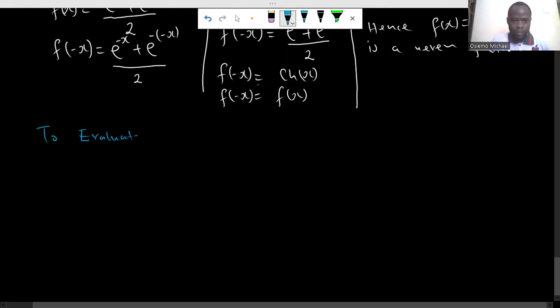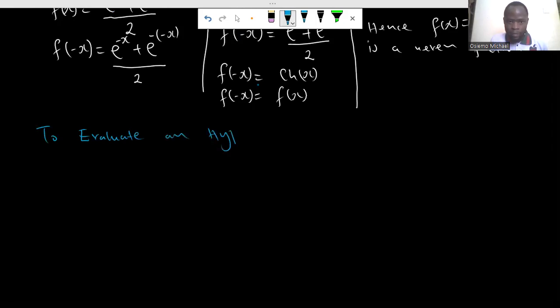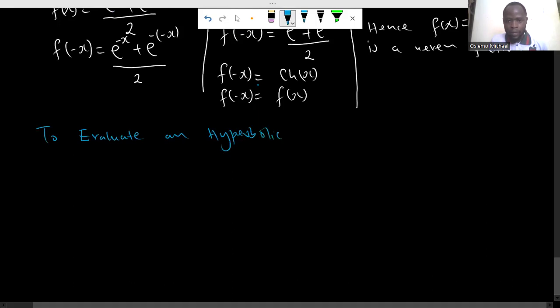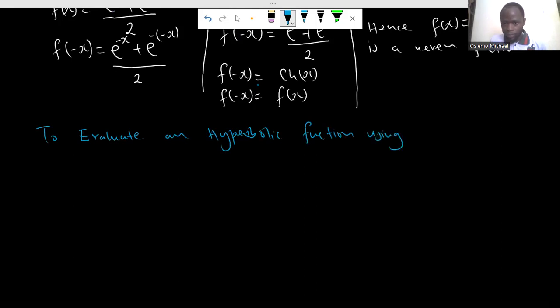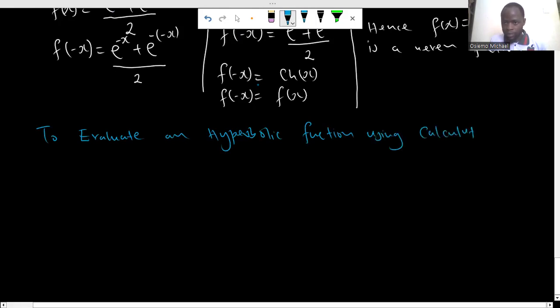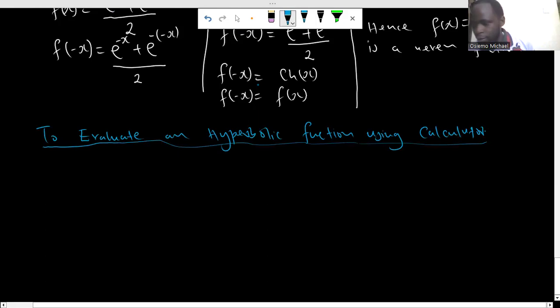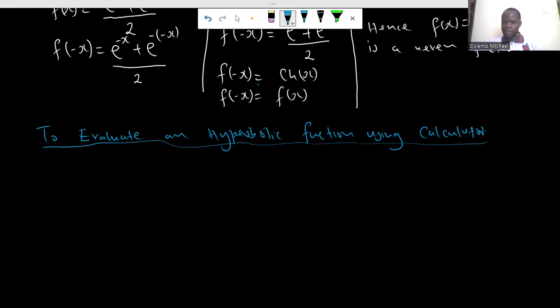To evaluate a hyperbolic function using a calculator. So how do we evaluate a hyperbolic function using a calculator? We have different types of calculators. We have the FX 570 ES Plus, like this one, and we have the other one, FX 100, which is commonly used by most of the college students. And we want to see how we evaluate.